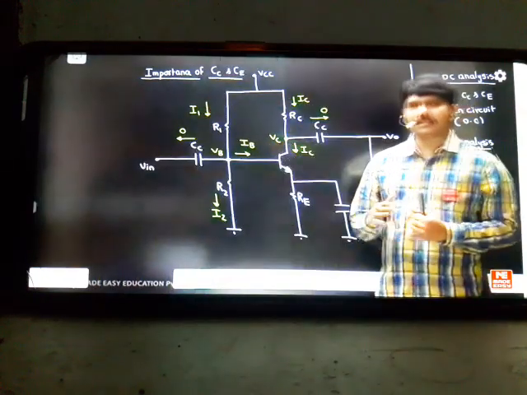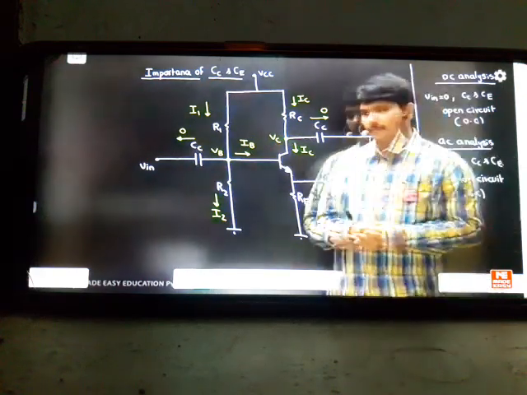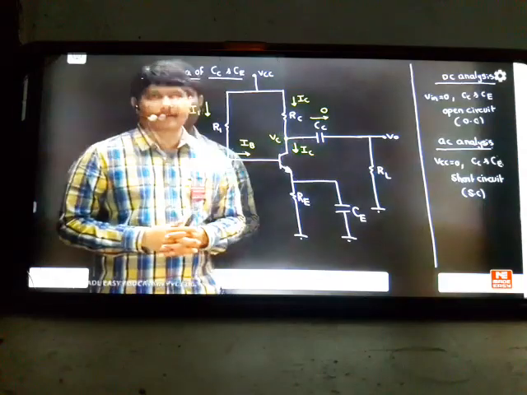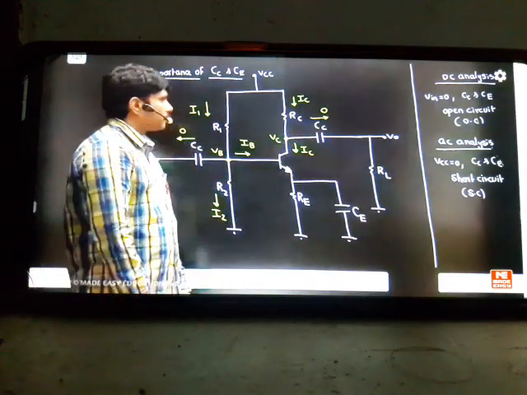For AC analysis, VCC is 0, which means we are not considering the DC part, we are considering the AC part, but both are going inside. For study purpose, according to the superposition theorem, two responses are not required to be studied at a time. One response you can study, that is enough. So come to the point.